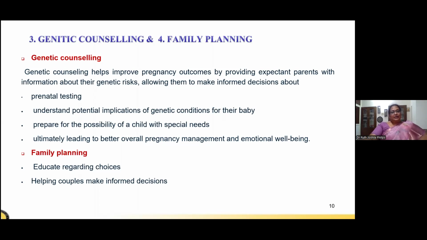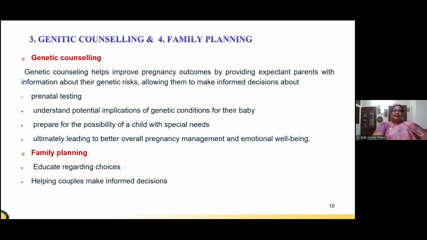And if pregnancy has already occurred and the diagnosis has been made late, preparing the parents for receiving and rearing the child with special needs becomes important. But if timely genetic counseling has been done, tests have been done, we can expect a very good optimal outcome out of the pregnancy, because the pregnancy will be managed based on the weighing of risks and benefits.